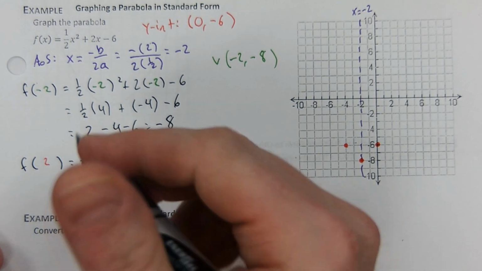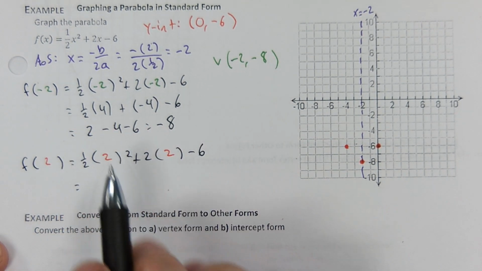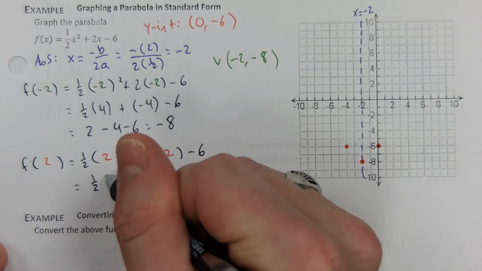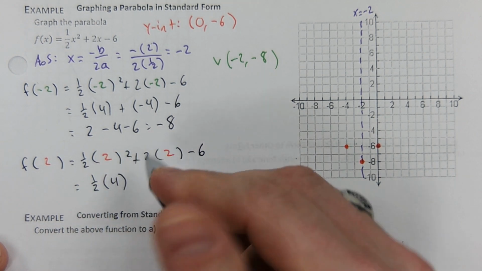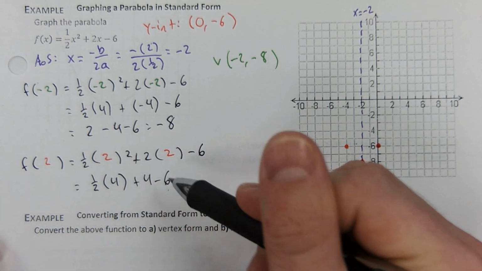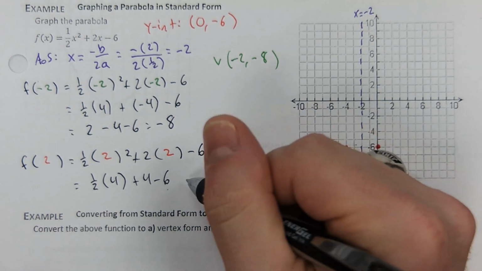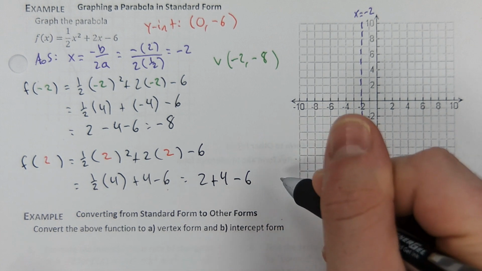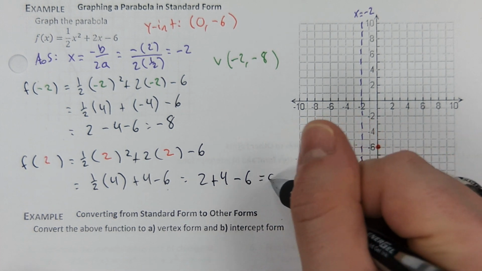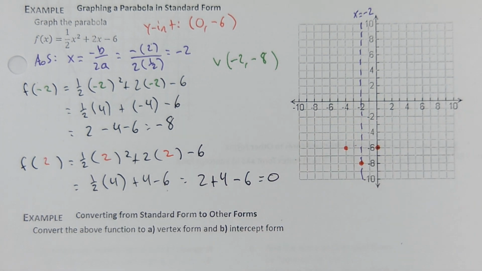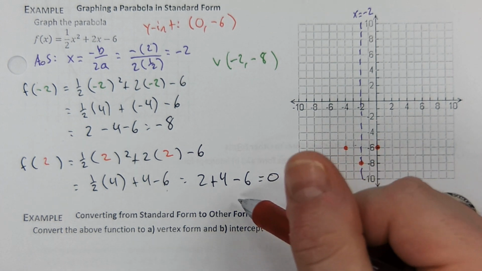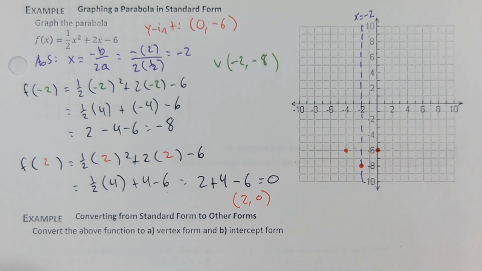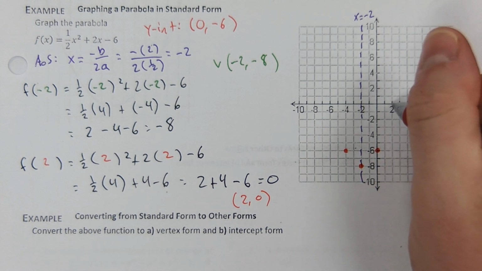Let's see. Exponents first. So that says half of 4. 2 times 2 is 4. And then I have minus 6. Half of 4 is 2. This says 2 plus 4 minus 6. Oh, 0. My graph will have a coordinate at 2, 0. Oh, look, an x-intercept.